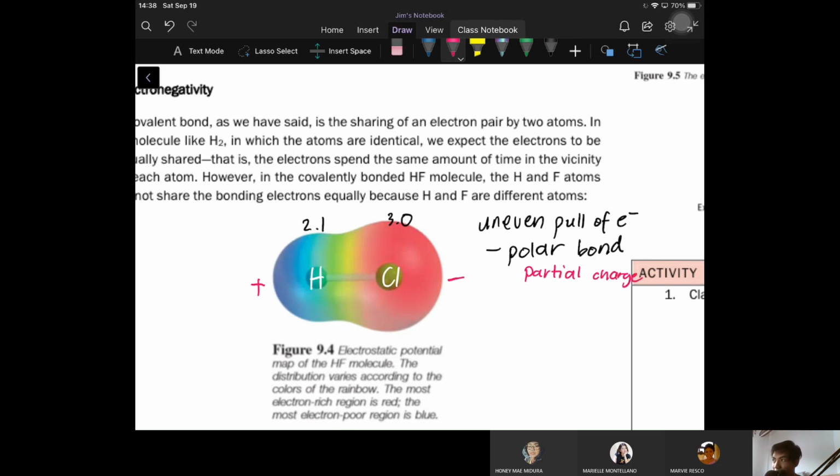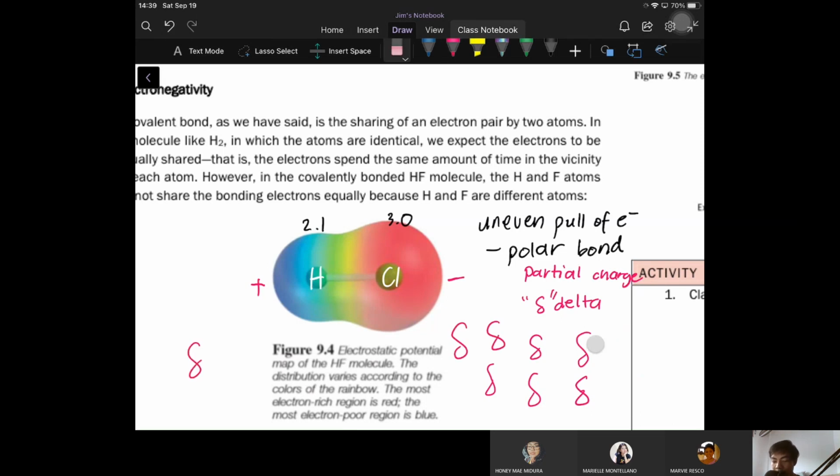So paano natin i-indicate na partial lang tong positive and negative? Hindi siya ions. Molecules pa rin siya, pero may partial charge lang. So paano natin i-indicate yung partial charge? We write this symbol, delta. Ito yung delta symbol. Para siyang 8 na putol. Practicein nyo na lang. Ganyan yung delta symbol, small letter.